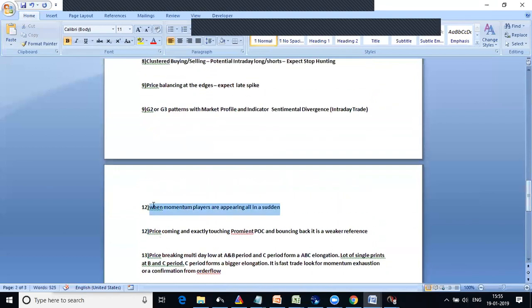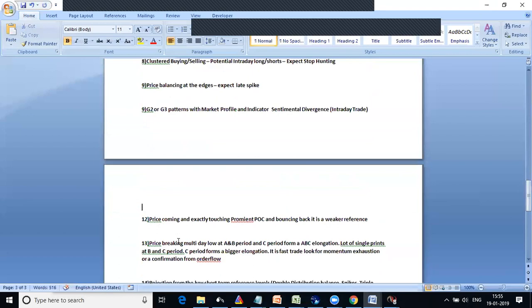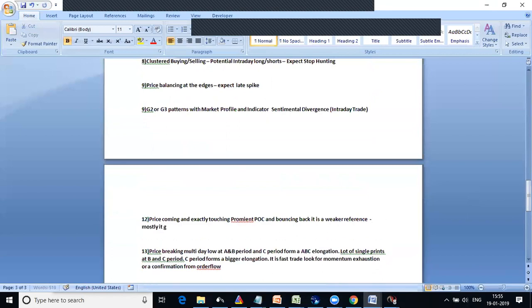This is not an intraday strategy. This is again price coming and touching exactly at the prominent point of control and bouncing back. It is a weaker reference, right? So these references have odds of clearing in a very short term, mostly intraday. Mostly it gets cleared intraday. If not, expect it in a very short term.